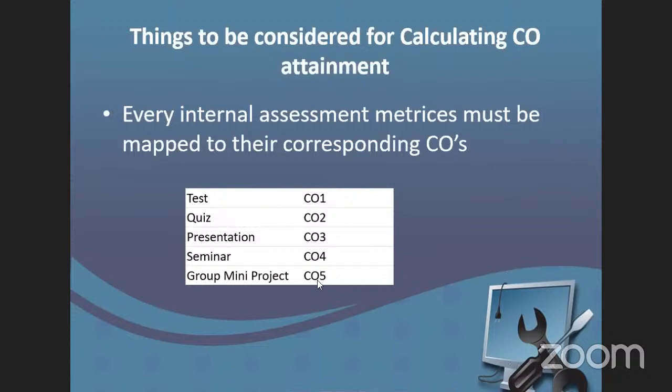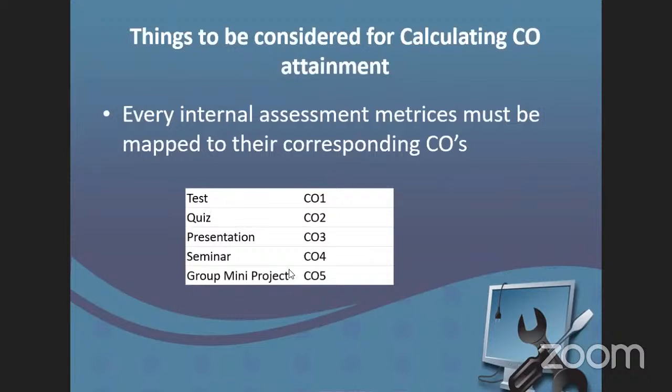So here, if you see this as an example, I have 5 COs for a course. CO1 is mapped with the internal metric test. CO1 is achieved in the form of test. CO2 is achieved in the form of quiz. CO3 is achieved in the form of presentation. CO4 in the form of seminar. CO5 in the form of group mini project.